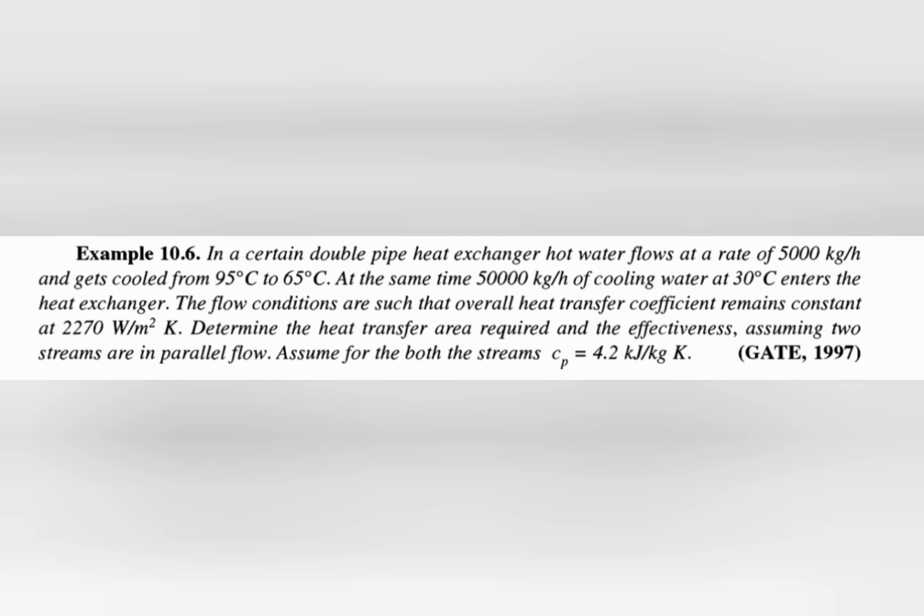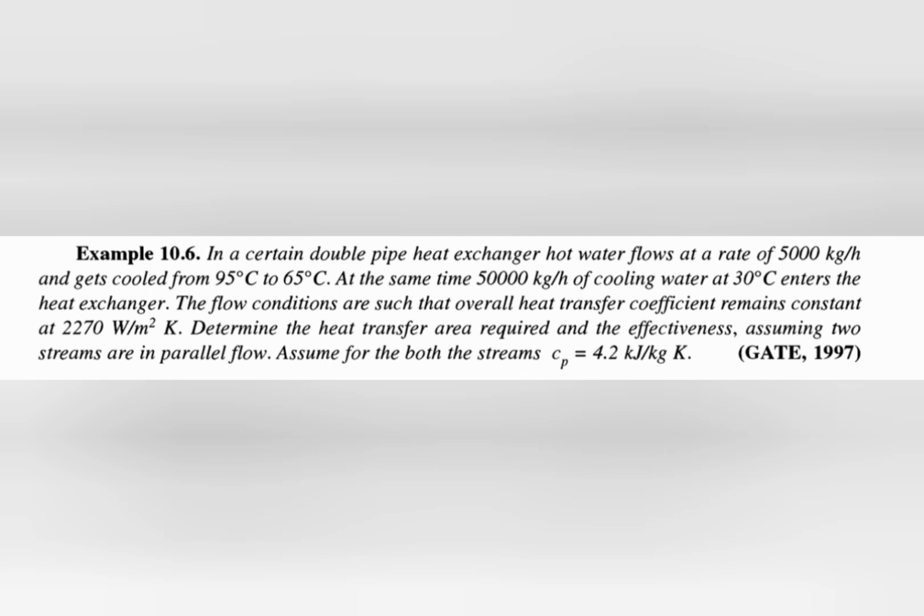The flow conditions are such that the overall heat transfer coefficient remains constant at 2270 watt per meter square Kelvin. Determine the heat transfer area required and the effectiveness, assuming the two streams are in parallel flow. Just assume the value of Cp is equal to 4.2 kilojoule per kilogram Kelvin.